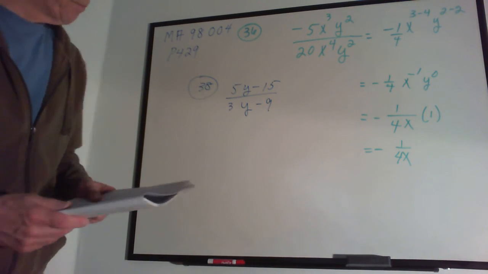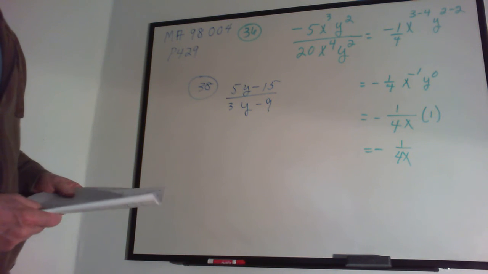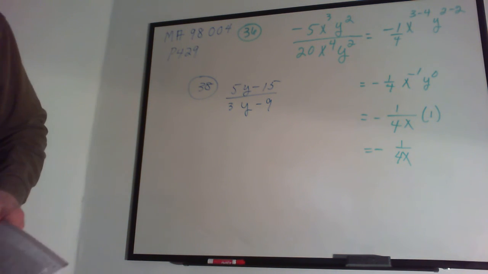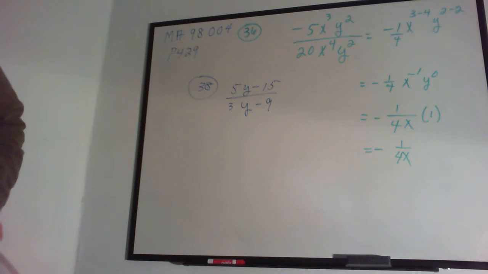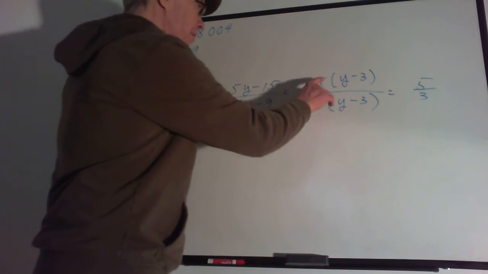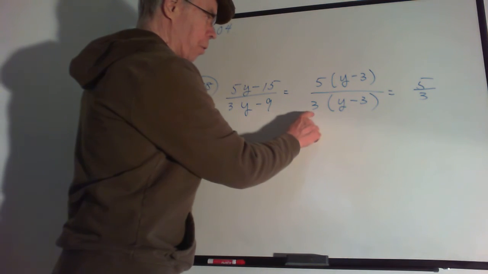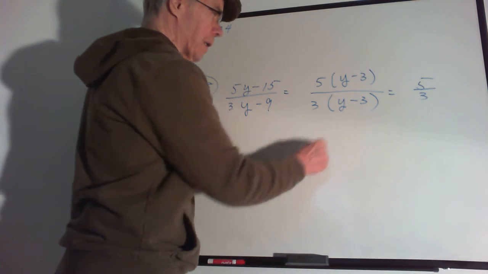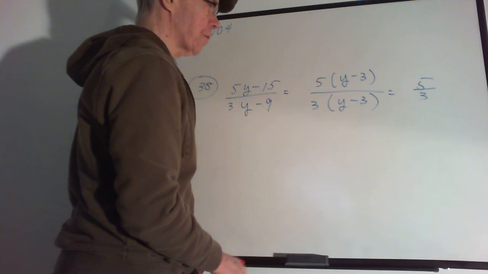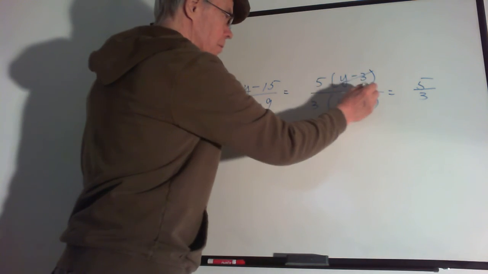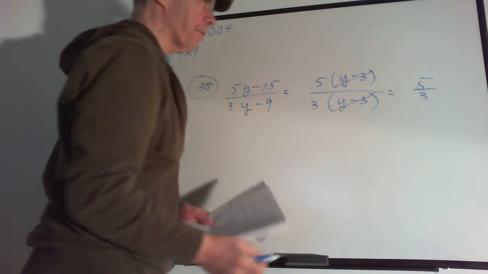All right, try problem number 38. Pause the video, give it a try, see how you do it. If I factor it, I get 5 times parentheses y minus 3 over 3 times y minus 3. The y minus 3 cancel. I'm left with the 5 over 3.